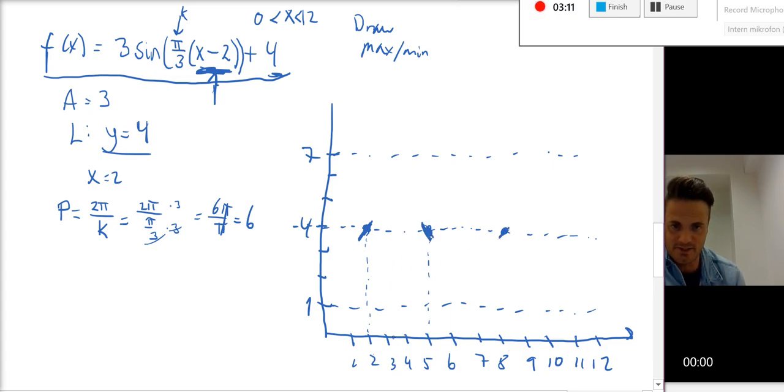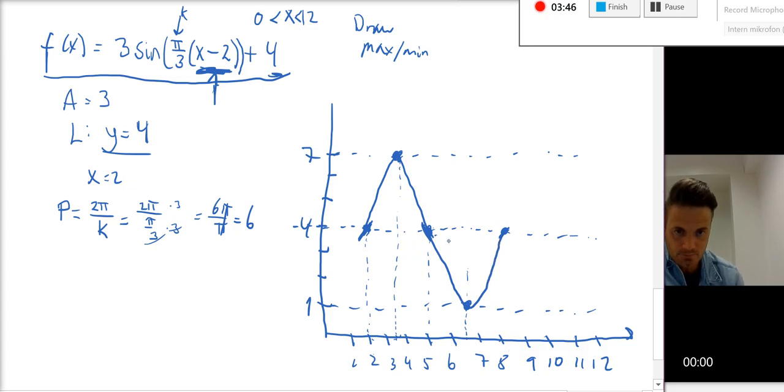It's really symmetric. So in between these two intersections, it will go up and down, and the maximum point will be between 2 and 5, which is 3.5, right here. So here will be a maximum point, and the minimum point is in the middle between these two intersections, which is 6.5. So we have a minimum point here. The graph should go up and down and up like this.